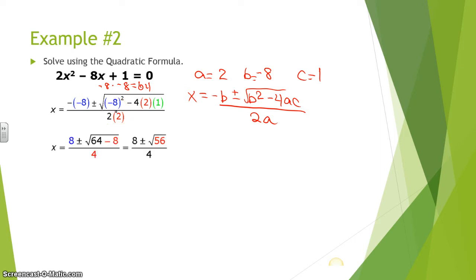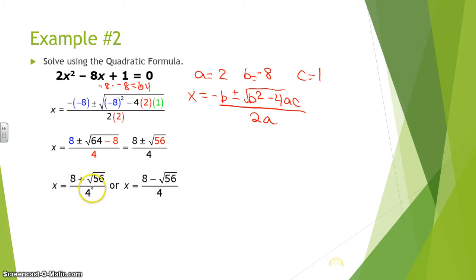So what we have here is negative and negative is positive 8, plus or minus the square root of 8 squared, which is 64, minus 4 times 2 times 1, which is 8. So 64 minus 8, all over 4, because 2 times 2 is 4, equals 8 plus or minus the square root of 56, over 4. How did they get 56? Well, 64 minus 8 is 56. We can then simplify this down a little bit further.